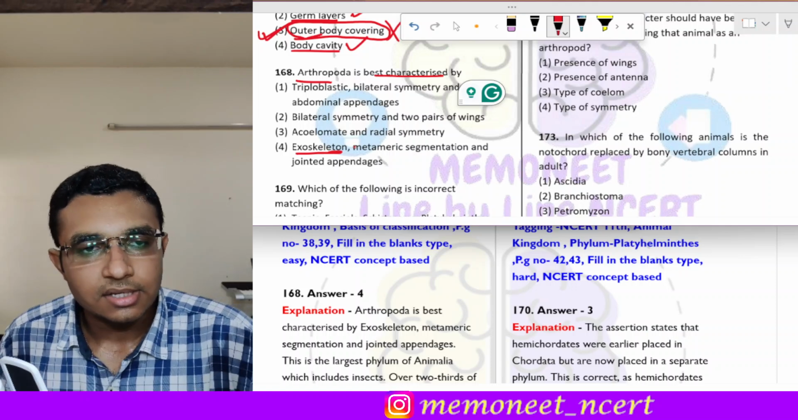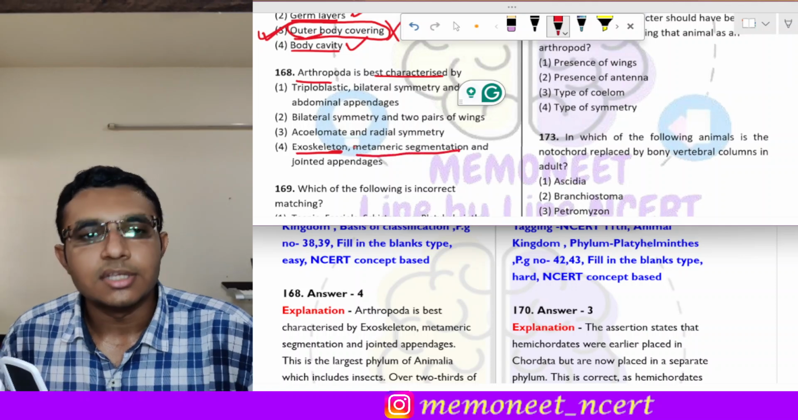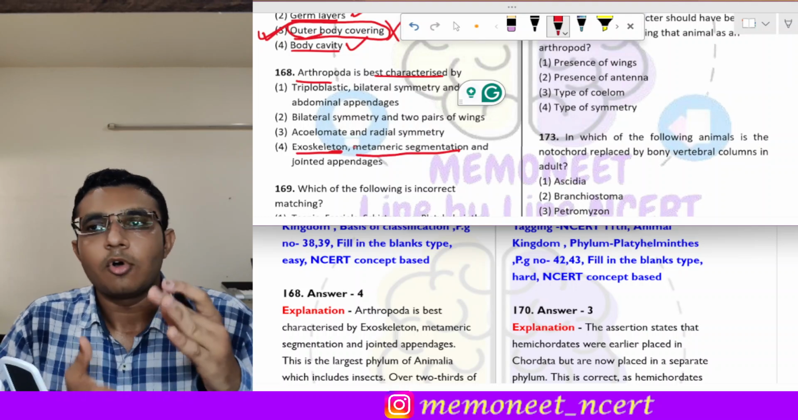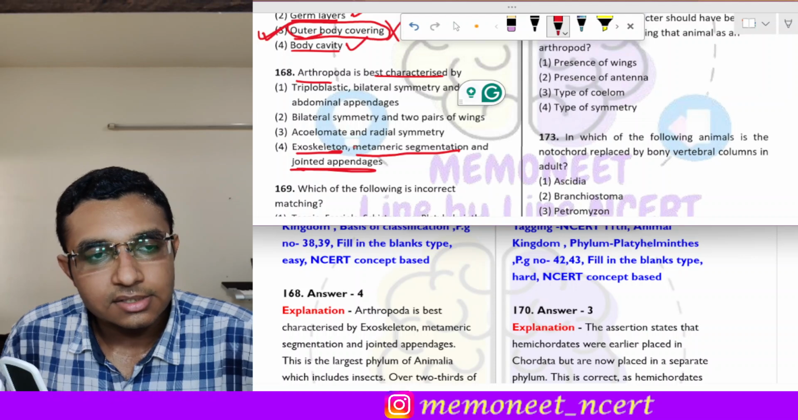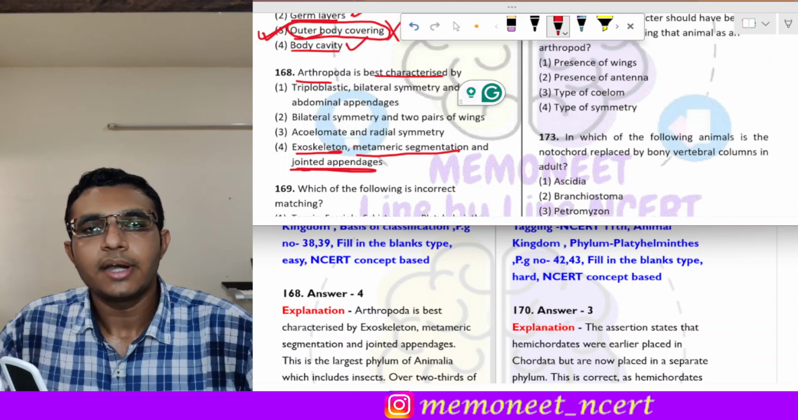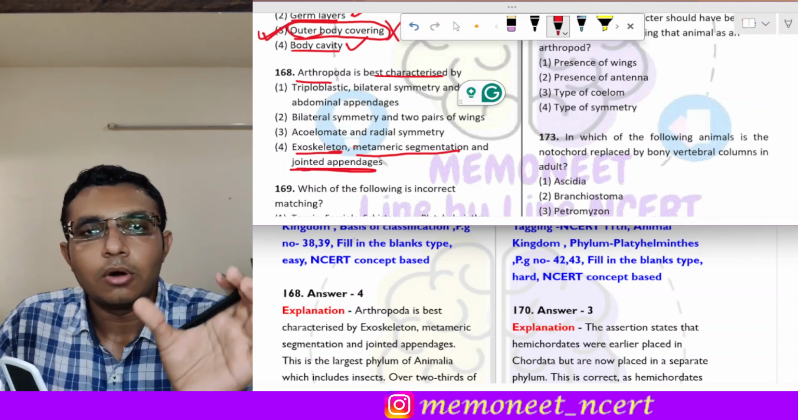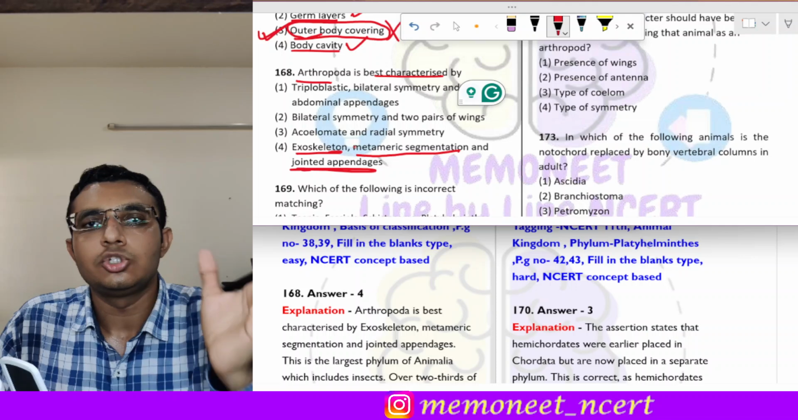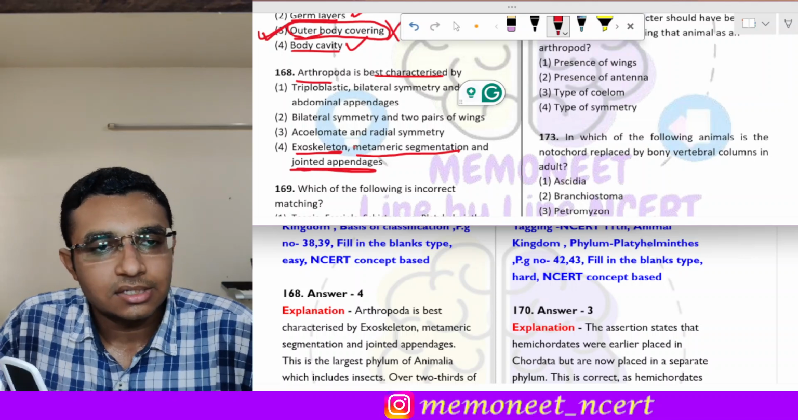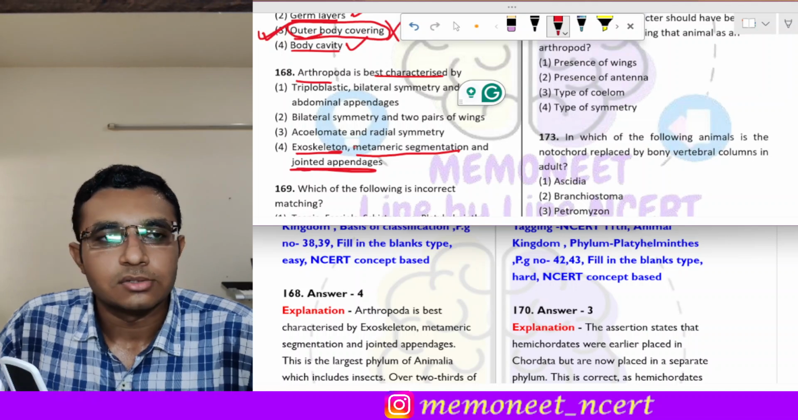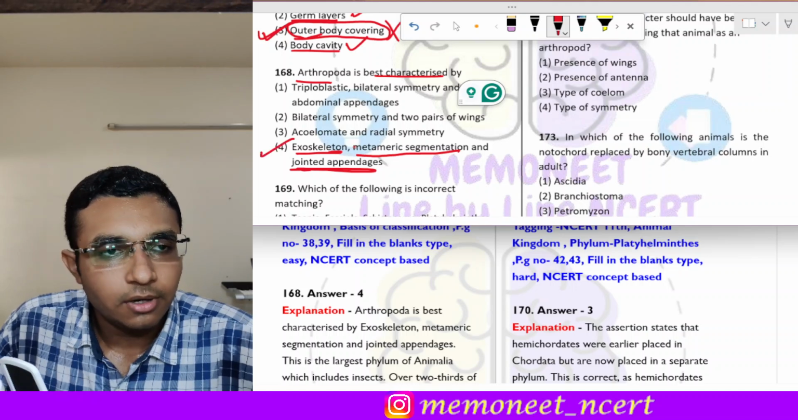Then second, metameric segmentation is present in arthropods. Their body is segmented. And the third characteristic is that they contain jointed appendages. The name arthropoda means jointed appendages. So these three are the characteristics of phylum arthropoda. So the correct answer of this question will be option 4.